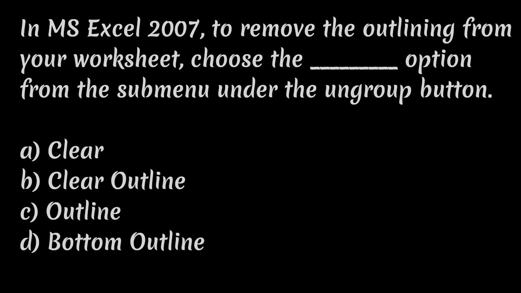Question 26. In MS Excel 2007, to remove the outlining from your worksheet, choose the dash option from the submenu under the Ungroup button. A. Clear. B. Clear outline. C. Outline. D. Bottom outline.